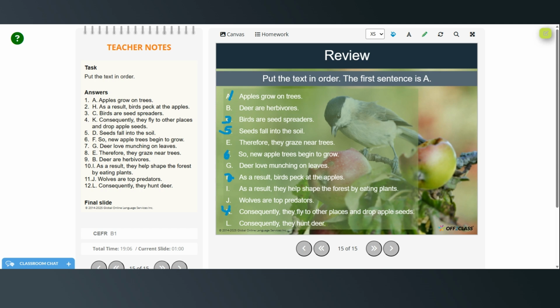Let's see, deer love munching on leaves. Therefore, they graze near trees. Deer are herbivores. And as a result, they help shape the forest by eating plants. Wolves are predators, and consequently, they hunt deer.